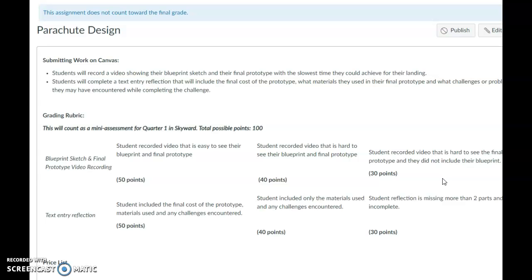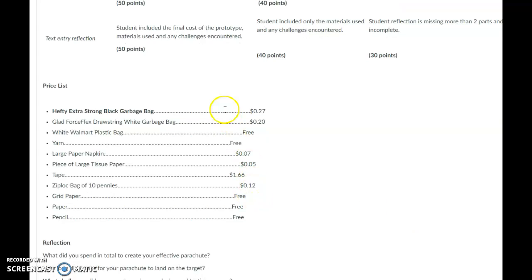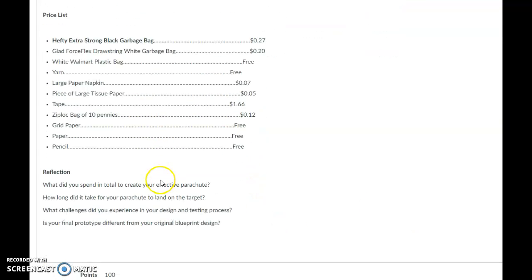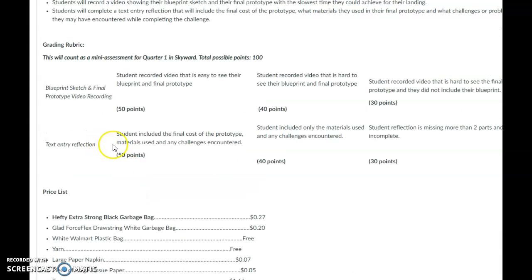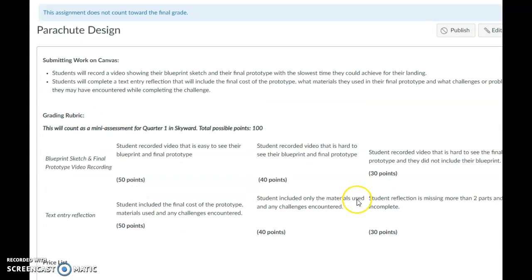And then they're also going to show me what their final parachute ended up looking like, as well as the cost and any challenges that they encountered. This is an activity where they do have to calculate price. So there is a price list, and I did give them the questions for the reflection and even the grading rubric, how I'm going to be grading it as well. This will be up until October 23rd, which is when it is due, Friday, October 23rd.